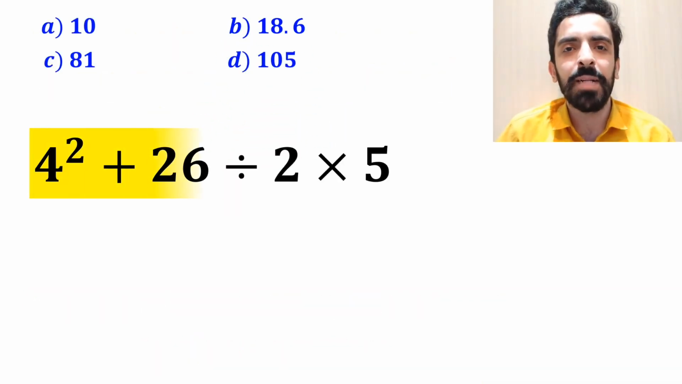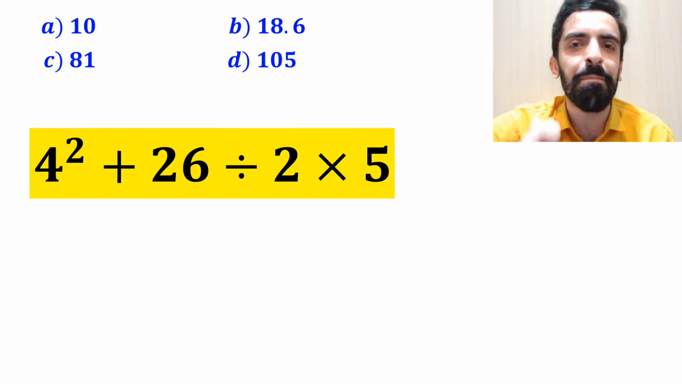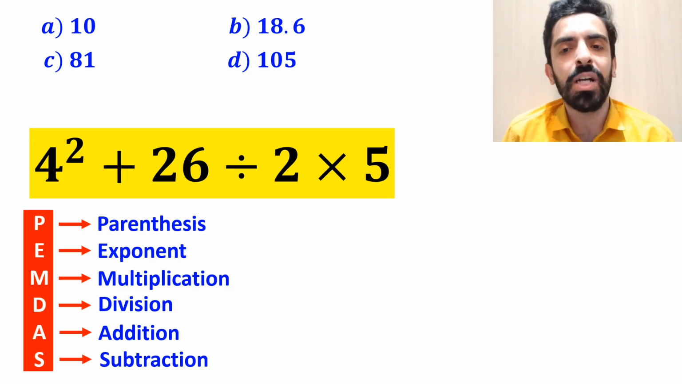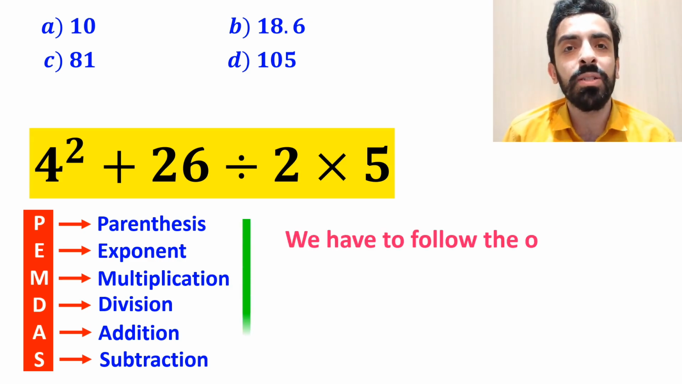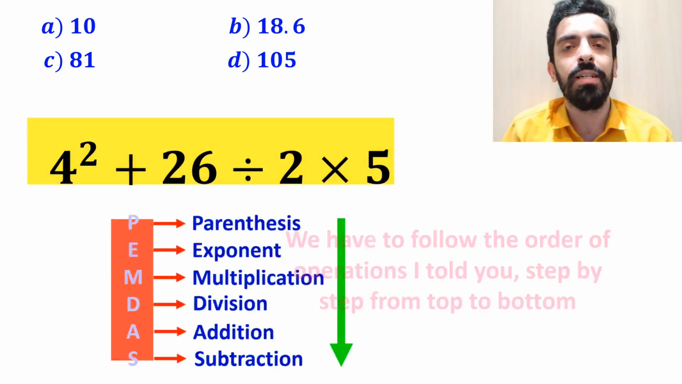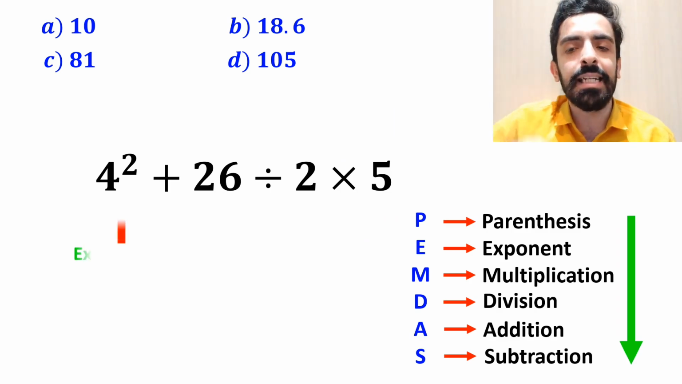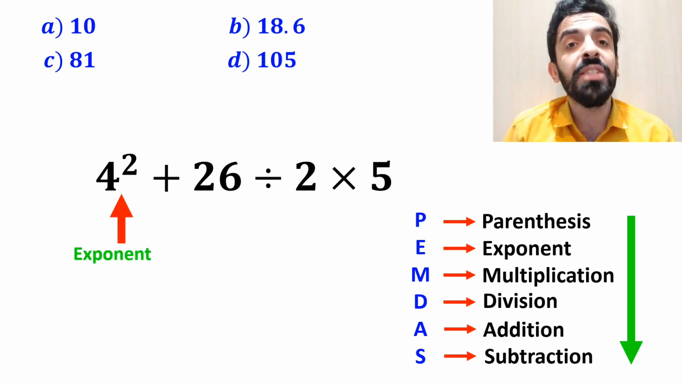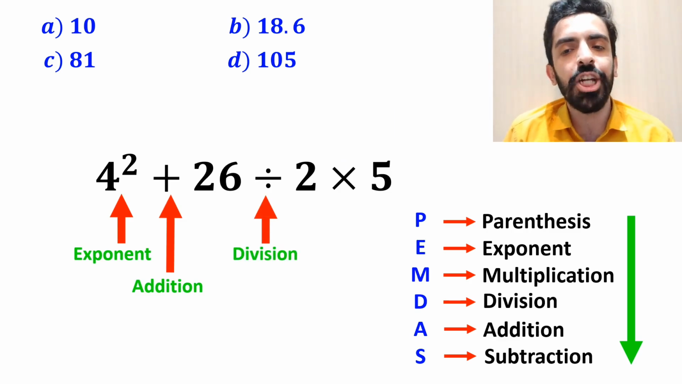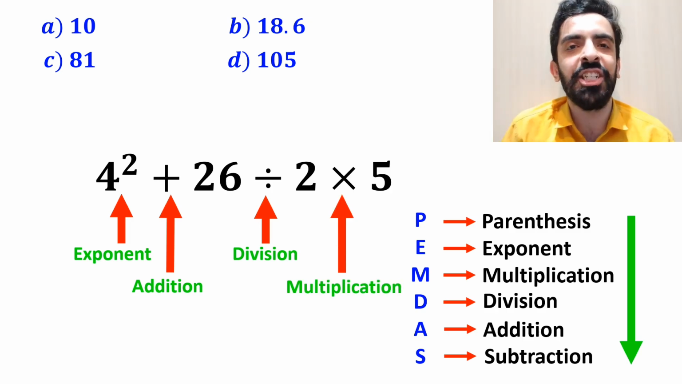Alright, now let me explain step by step how to solve this expression properly. To solve this question, we must follow the PEMDAS rule. We have to follow the order of operations I told you, step by step from top to bottom. Okay, as you can see in the image, in this expression, first we have an exponent, then an addition sign, followed by a division, and finally a multiplication.